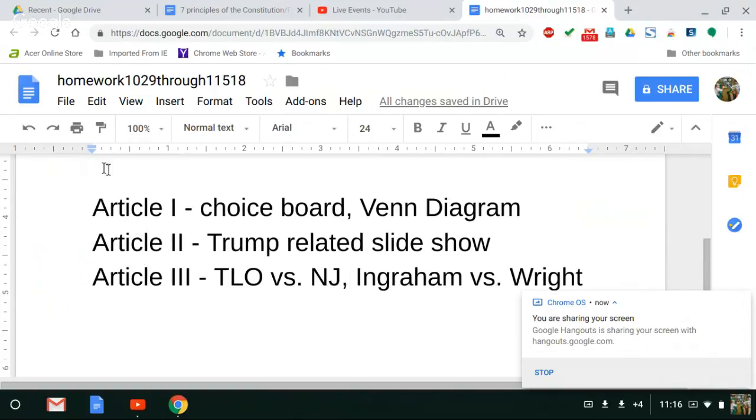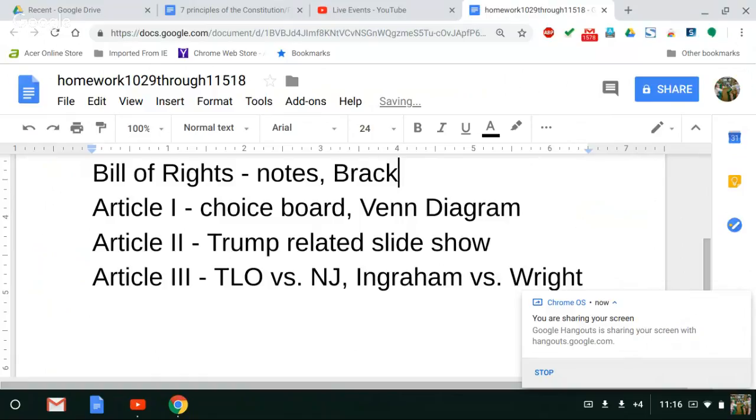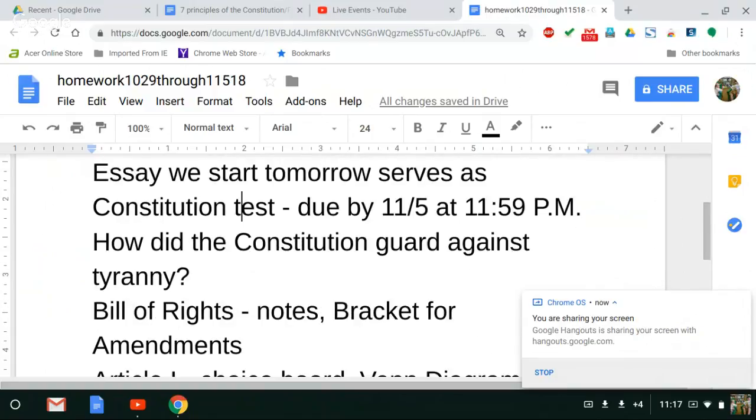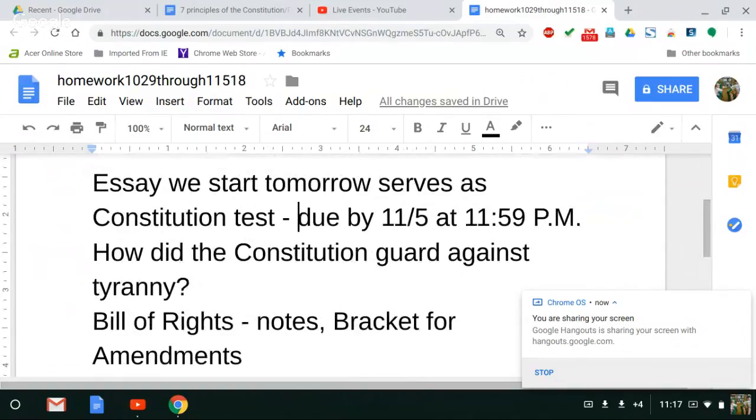In addition, the Bill of Rights was what we talked about before that. We had notes, and we also did a bracket to rate the most important amendment. So that's the material that we covered to be able to do the essay that starts on Tuesday and is due, obviously, by November 5th. So it says it right here. We wrote this down in our planners, hopefully, due by 11/5 at 11:59 p.m.